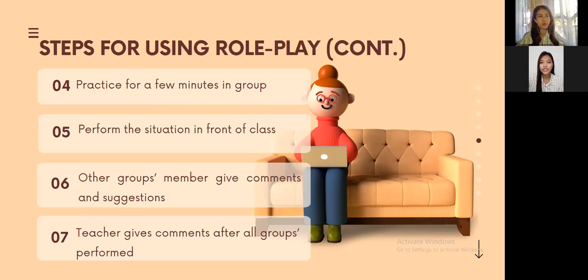4. Practice for a few minutes in group. 5. Perform the situation in front of class. 6. Other group members give comments and suggestions. 7. Teacher gives comments after all groups perform it.